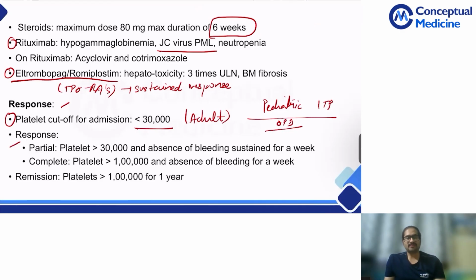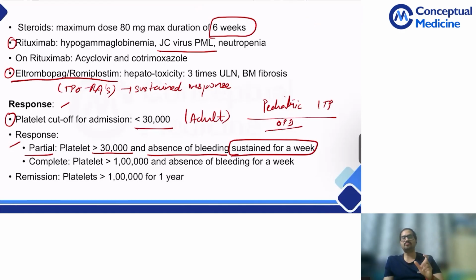Then what is the definition of response? Partial response is defined as: after you start a patient on steroid therapy for ITP, platelets are more than 30,000 and there is absence of bleeding, sustained. This point is important for the exam. What is the duration taken into account to call it a response in ITP? It is 1 week or 7 days. So partial response is platelets more than 30,000 after starting steroid, sustained for at least 1 week, and absence of bleeding. All three criteria should be fulfilled to call it partial response.